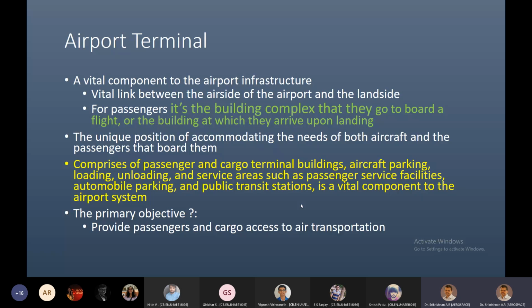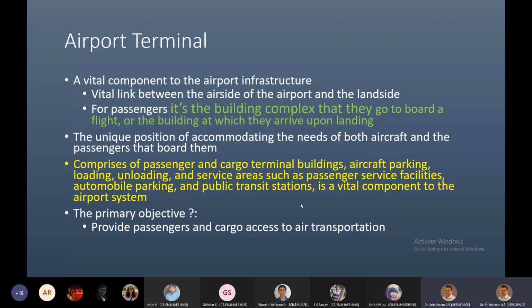So for a passenger, when we talk about an airport, it's a building complex that they go to board the flight or where they arrive upon landing. So what we, the users, the passengers, the customers, mean by the airport is primarily the airport terminal building. Okay, the other components are functionally and technically elements or parts of the airport, but for passengers, when somebody talks about an airport, the picture is primarily of the terminal building, and so it's a very important constituent of the whole scheme of activities within an airport.